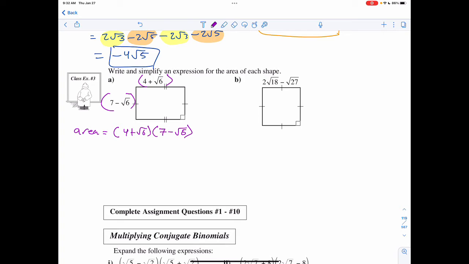Just like with our polynomials, now we need to FOIL. Multiply my first terms, outside terms, inside terms, and my last terms. So my first terms are going to be 4 times 7. My outside terms are going to be 4 times negative root 6. My inside terms, root 6 times 7. And my last terms, root 6 and negative root 6.